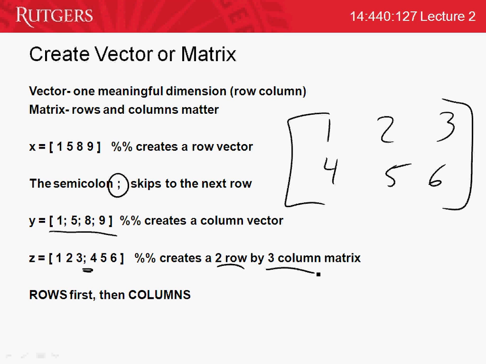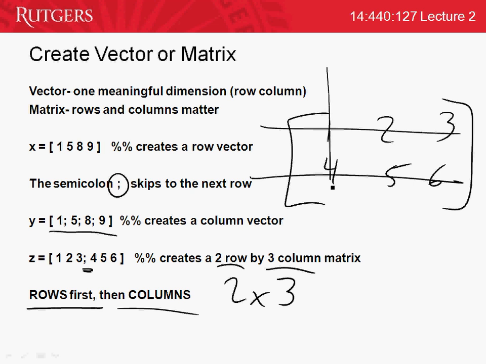And the order I said these is quite important. That's the convention we're always going to use. Rows first, and then columns. So if I say I have a 2 by 3 matrix, that implies 2 rows and 3 columns. So row 1, row 2, column 1, column 2, column 3.